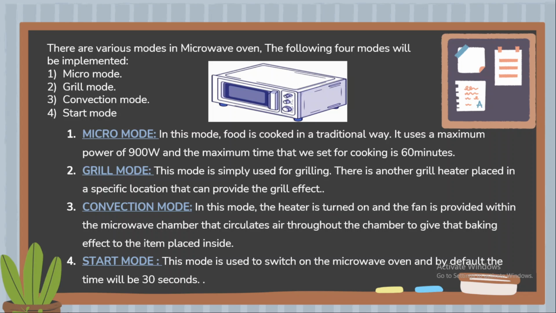Second, grill mode. This mode is simply used for grilling. There is another grill heater placed inside at a specific location that provides the grill effect. Third, convection mode. In this mode, the heater is turned on and a fan within the microwave chamber circulates air throughout the chamber to give a baking effect to the item placed inside. Fourth, start mode. This mode is used to switch on the microwave. By default, time will be 30 seconds.